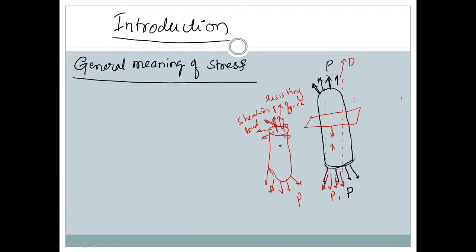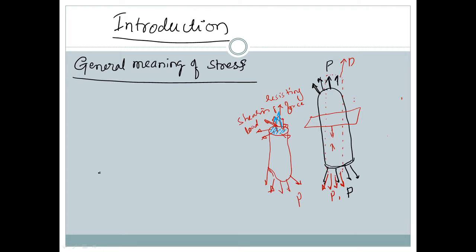Now this resisting force is normal to the plane, right? So now this is a plane you have considered, normal to the plane. So now what happens here? The intensity of resisting force normal to the section plane is called a normal stress. Okay. So how? Let us see.